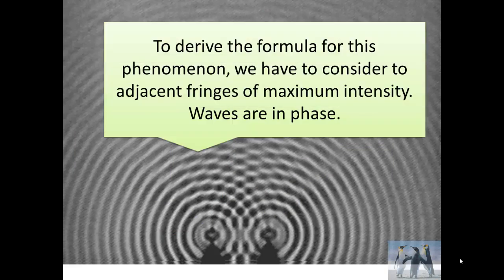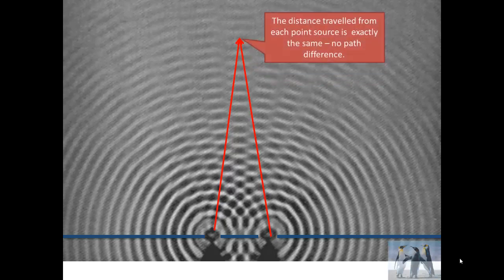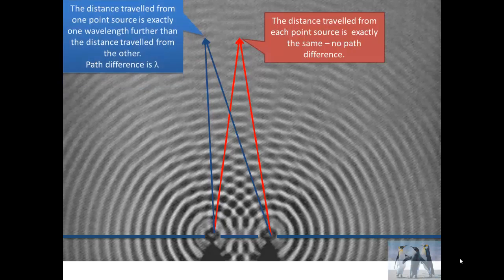To derive the formula, we need to consider two fringes of maximum intensity. In other words, when the waves are in phase. So let's draw this again. This is the maximum intensity here. We've got two rays of light that are in phase. So the distance travelled is the same, no path difference. And here again we have constructive interference, basically because the beam from the right has travelled one wavelength further than the beam from the left. So the path difference is 1 lambda.